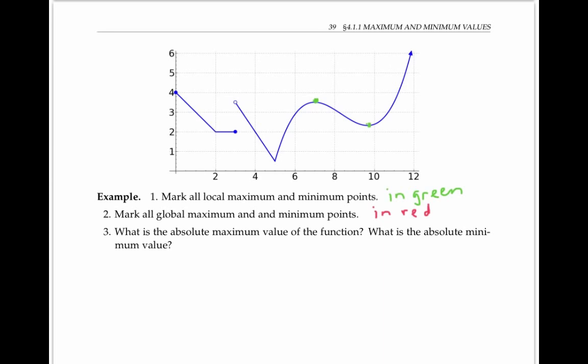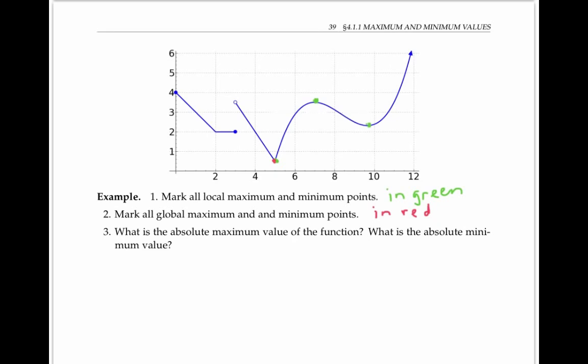There's also a local min point here, where the function also hits a low point in an open interval, but that local min is also an absolute min, so I'll mark it half green, half red.